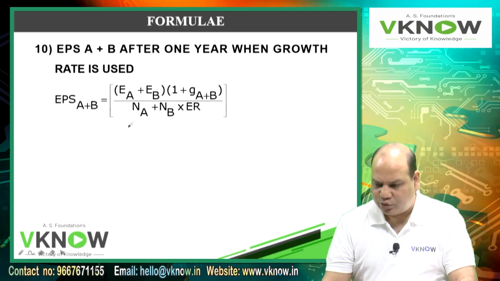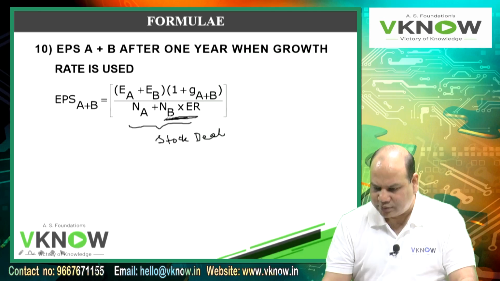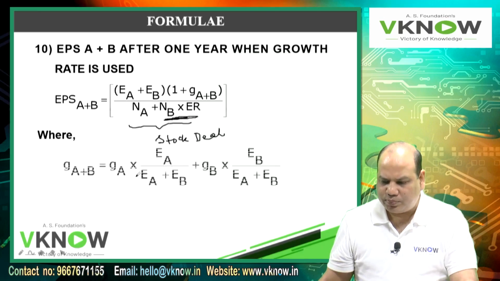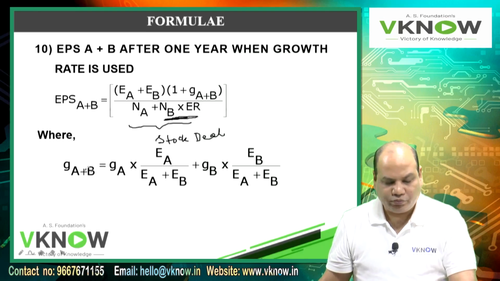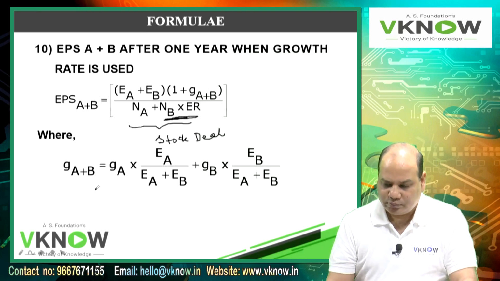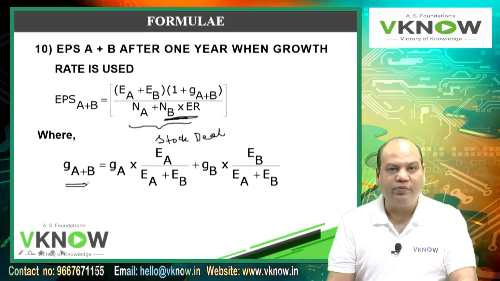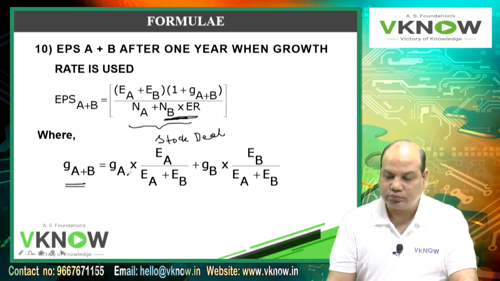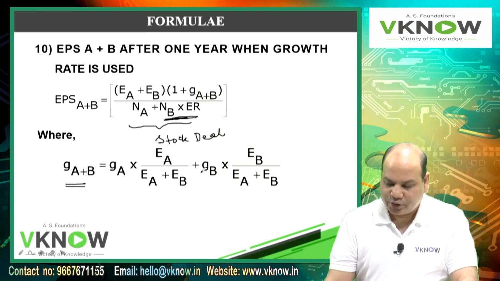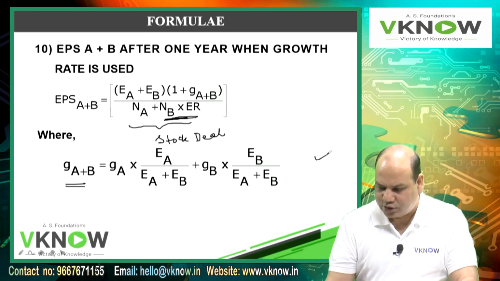So this formula will be used for stock deal. In case of cash deal, do not write this part. And how do you compute the growth rate after merger? If nothing is given in the problem, then post merger growth rate will be the weighted average growth rate, that is growth rate of A into earning of A plus growth rate of B into earning of B upon earning of A plus earning of B. This formula is very rarely used in this chapter.